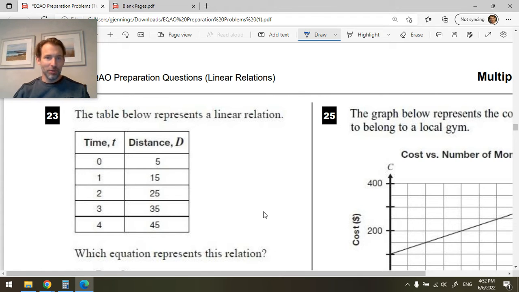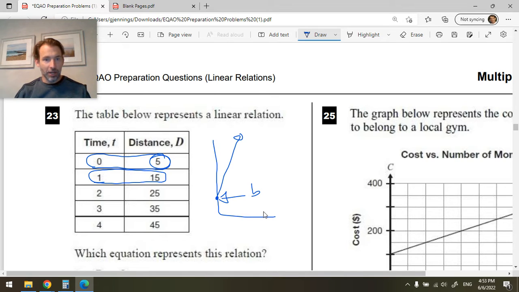So, this table below represents a linear relation. Here's something I notice. At time t, the distance is 5. So that tells me that this is 0 in time and 5 in distance, and then it's going up like that. All right? Because what's it doing? It's going up. It's getting more distant. Okay? So that gives me the b value. The b value is right there.